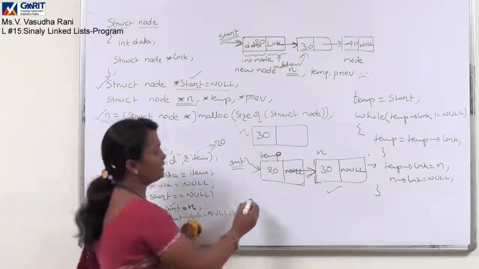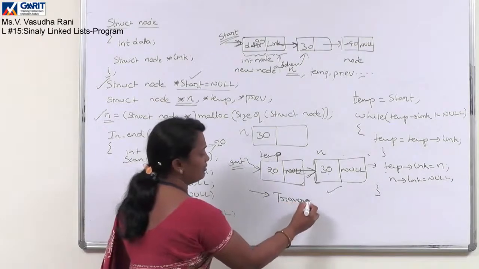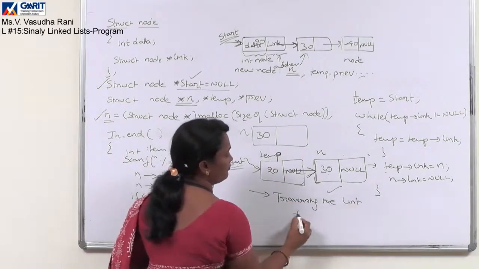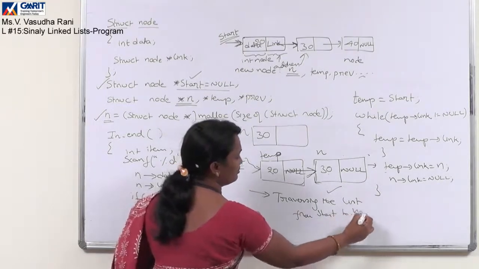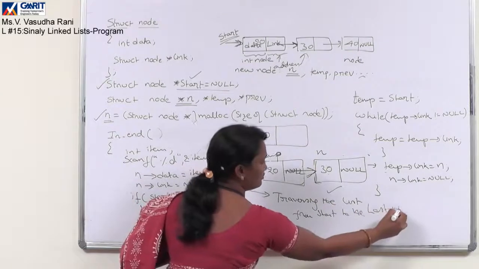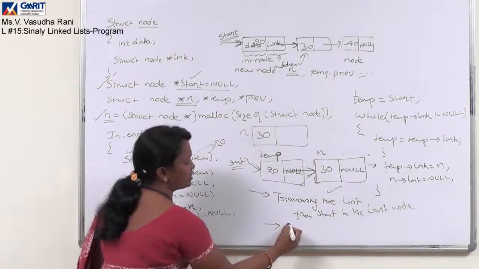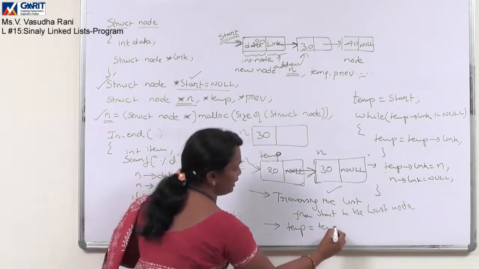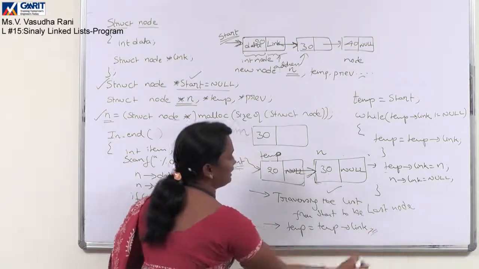For this, the priority operation is traversing the list from start to the last node. The key operation, the code, is temp equal to temp link.